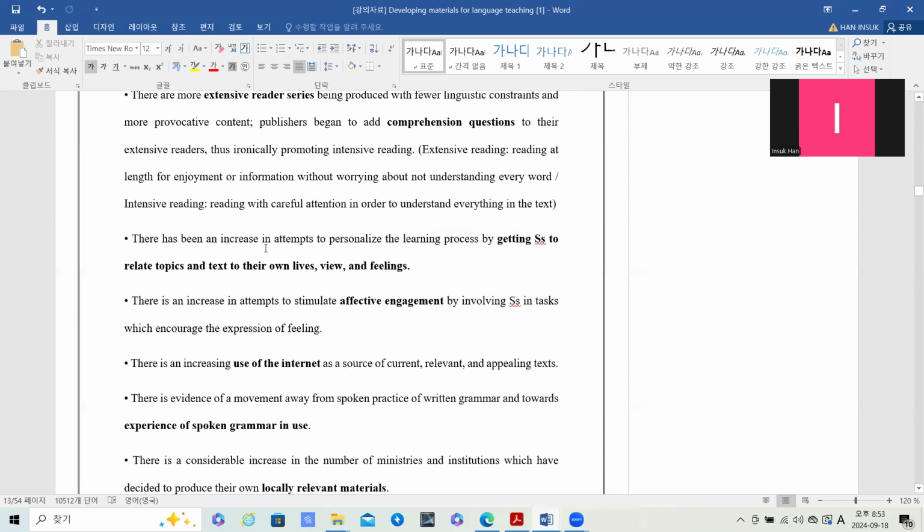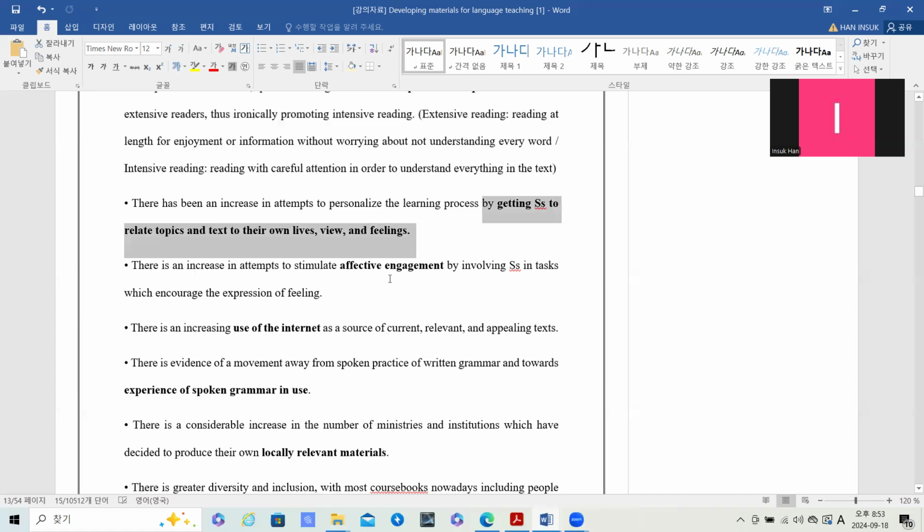There has been an increased attempt to personalize the reading process by getting students to relate the topics and text to their own lives, views, and feelings. This is very important to facilitate the students' interest and motivation in language learning, especially for very young learners and teenagers as well. There is an increase in attempts to stimulate affective engagement by involving students in tasks which encourage the expression of their feelings.